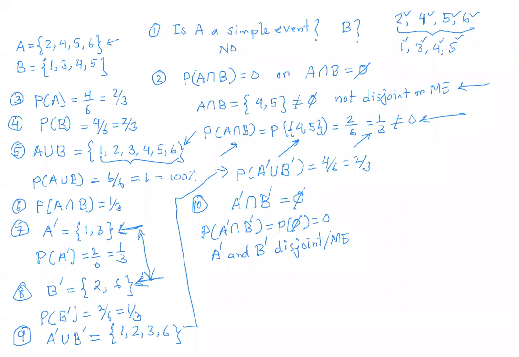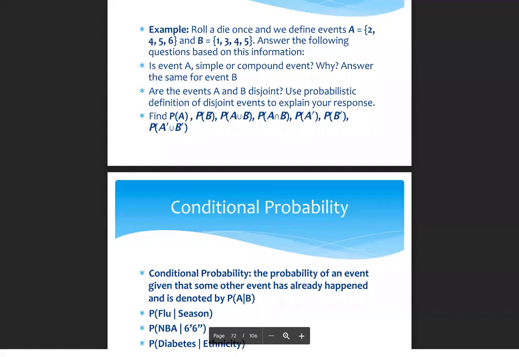Okay, did I miss anything for this example? I don't think I did. Let me check. Compound, simple, events disjoint, A prime, B prime, A union B. I even did one extra, which is not here: A prime intersection B prime. So it's all good. This slide is done.